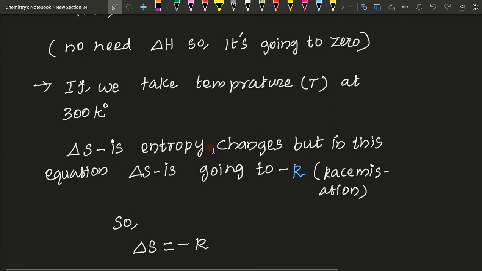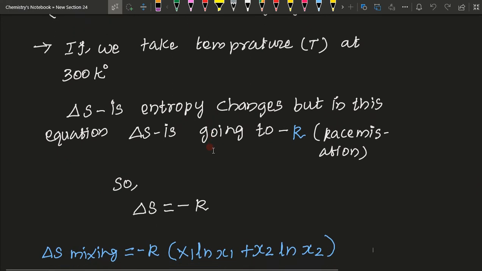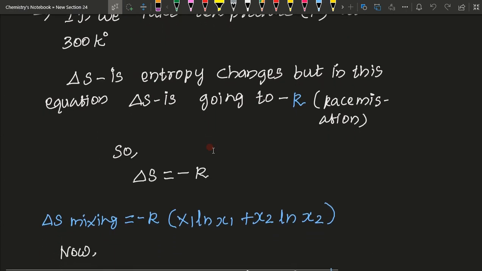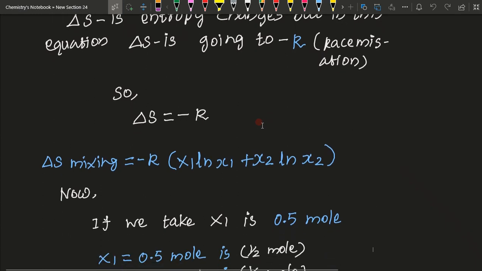delta S is the entropy change, but in this equation delta S is denoted for racemisation. So delta S equals minus R. In this reaction, the entropy is going negative. So delta S mixing equals minus R times x1 ln x1 plus x2 ln x2.